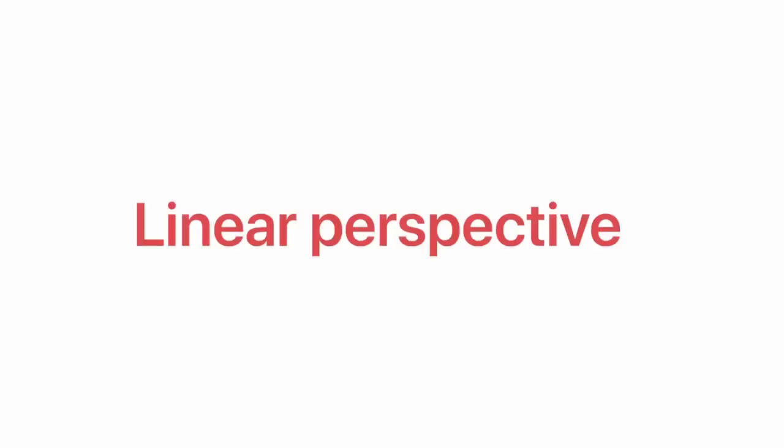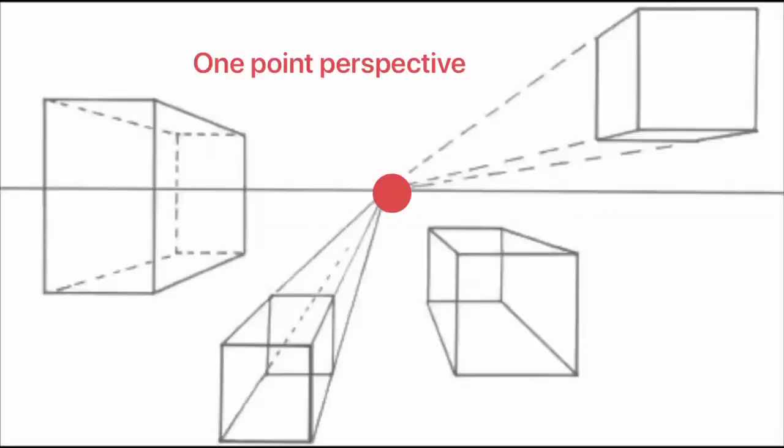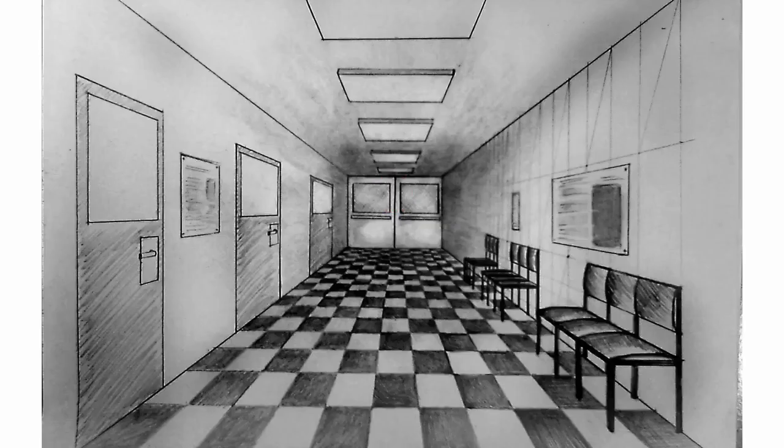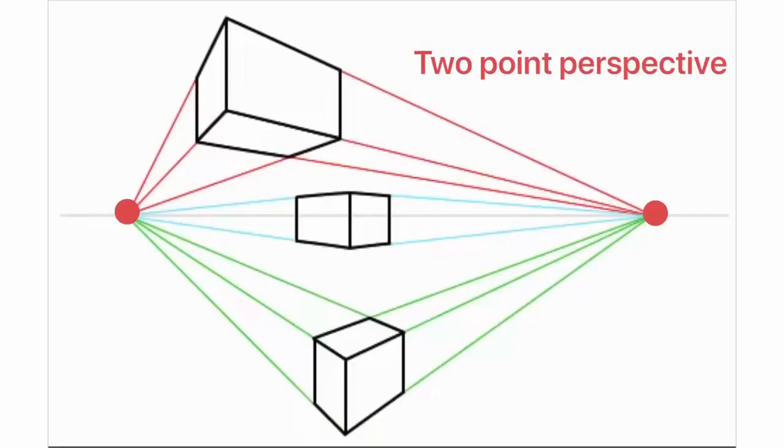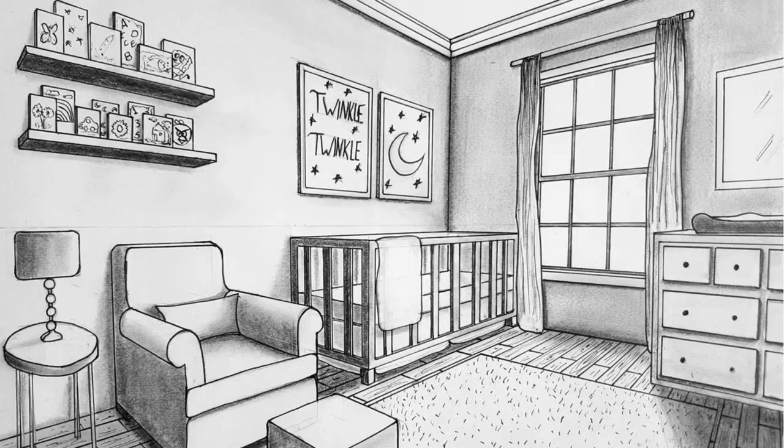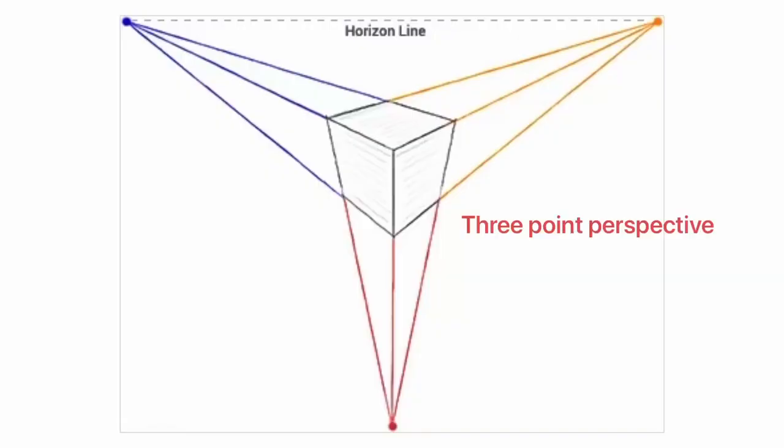We have three types of linear perspective. One-point perspective, when there is only one vanishing point. Two-point perspective, and three-point perspective.